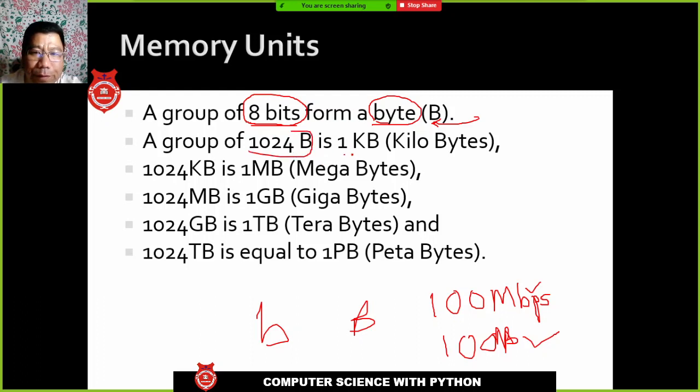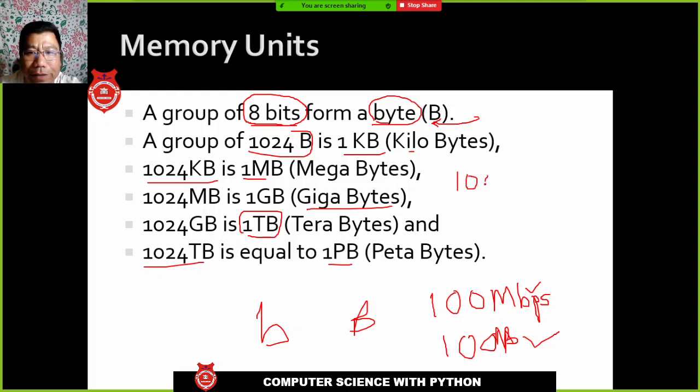1024 bytes form 1 KB, and 1024 KB form 1 MB. KB means kilobyte, MB means megabyte, and 1024 MB forms 1 GB. And 1024 GB is 1 terabyte, TB, and 1024 terabytes is equal to 1 PB, petabyte. I mentioned only up to this because these are the most commonly used memory units. There are much bigger memory units than this, but I think if you know up to this, it's enough.